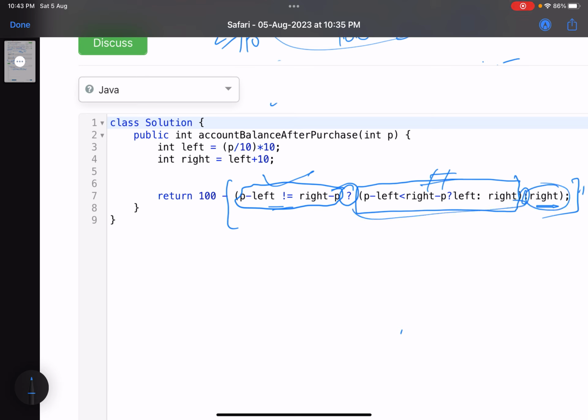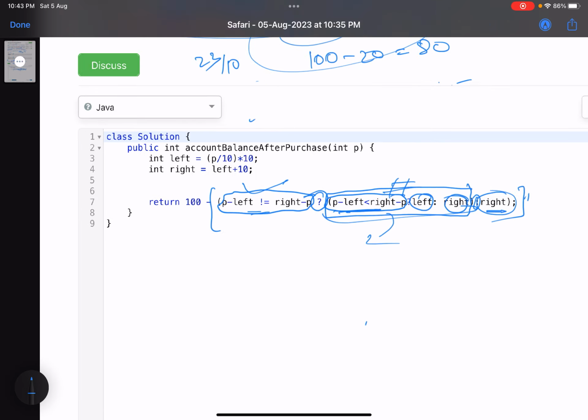Now come inside this. This again is a ternary operator, right? Check this condition. If this condition is true, do this, else do this. Getting it? So it's a combination of two ternary operators. I just wanted to write a one-liner, so that's why I've written it like this, right?